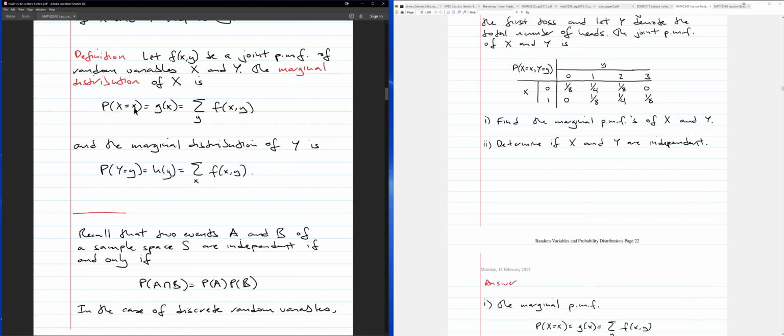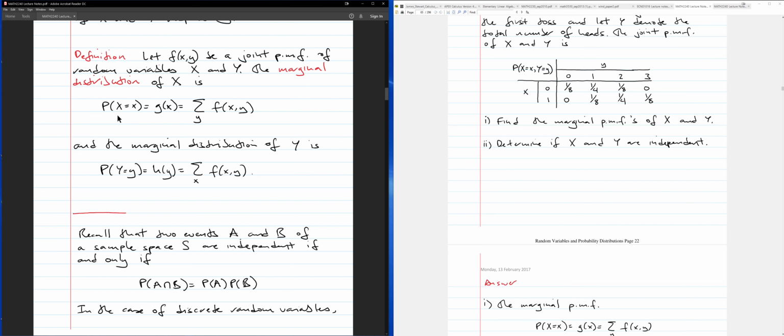So what we do in here is we fix the small x for the time being and sum over the y. For example, fix the small x equal to 0. If we want the probability that the big X is equal to 0, we sum from your probability mass function, where the small x is equal to 0, over all possible values of y. In other words, you sum the 1/8 plus the quarter plus the 1/8 plus the 0, and that will give you the probability x is equal to 0. Okay, so we saw that already.